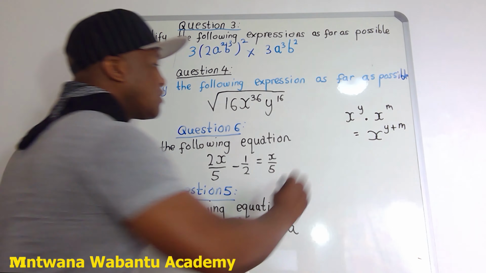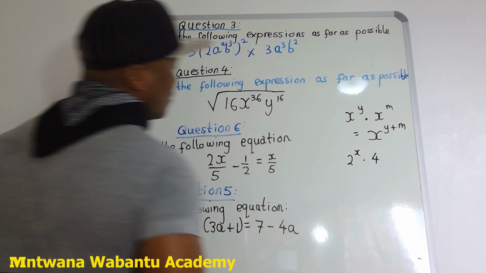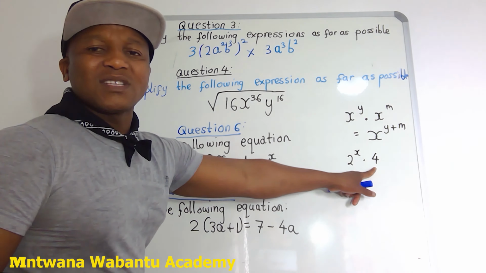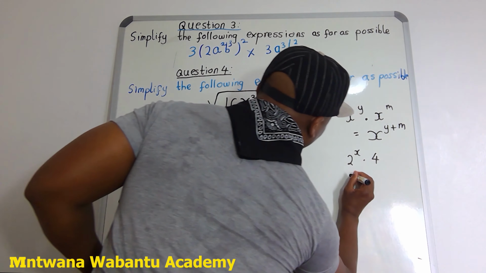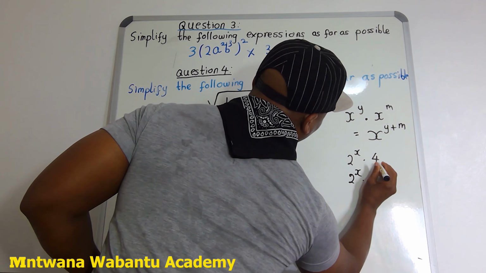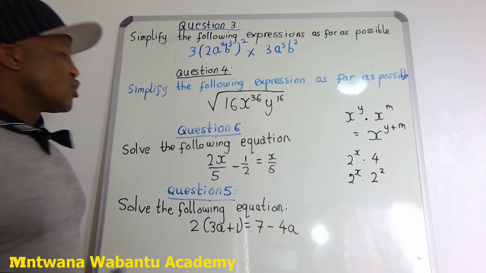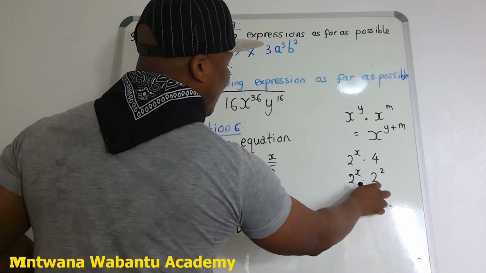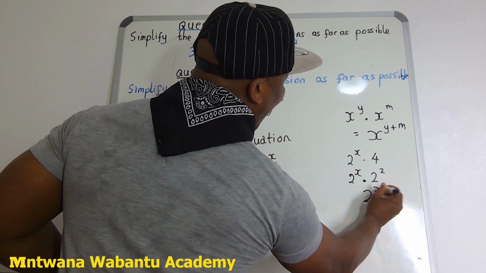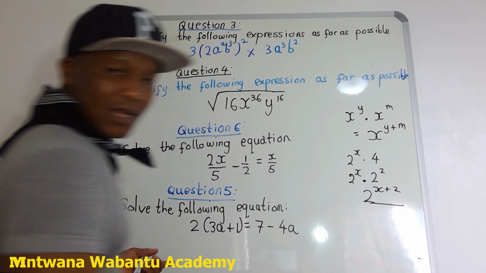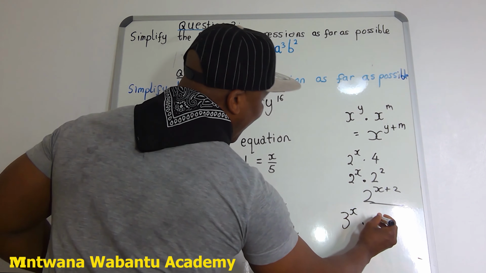For example, if somebody gives you 2 to the power x multiplied by 4. You see this is 4, and 4 is 2 to the power 2. Take your calculator and plug in 2 to the power 2, it is equal to 4. 2 to the power 2 is like 2 times 2. So now you see the bases are the same. If the bases are the same and there's a multiplication, I'm only going to write one base and then add the powers. So it's going to be 2 to the power x plus 2. Can you see that?